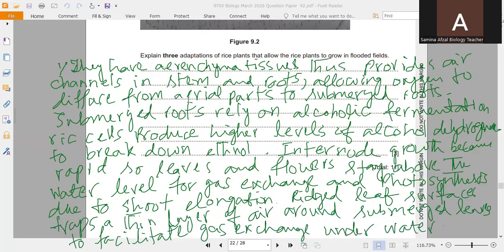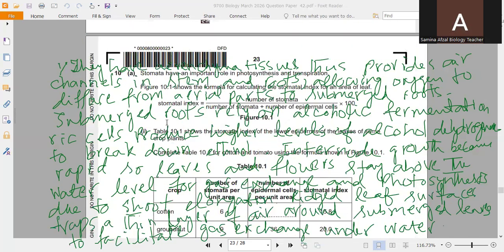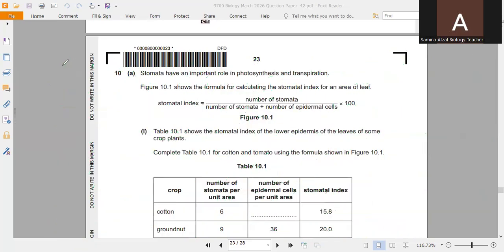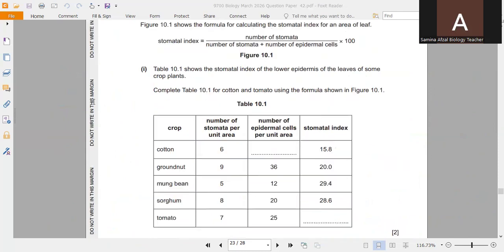So it was all about question number 9. Moving towards question number 10. Stomata have an important role in photosynthesis and transpiration. Figure 10.1 shows the formula for calculating the stomatal index for an area of leaf. Stomatal index is equal to number of stomata divided by number of stomata plus number of epidermal cells, multiplied by 100. So this is the formula which we have to use to find out the missing values in table 10.1.